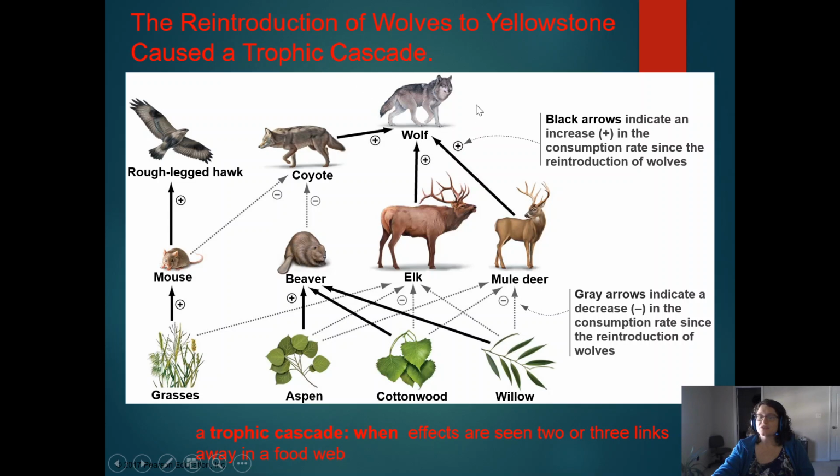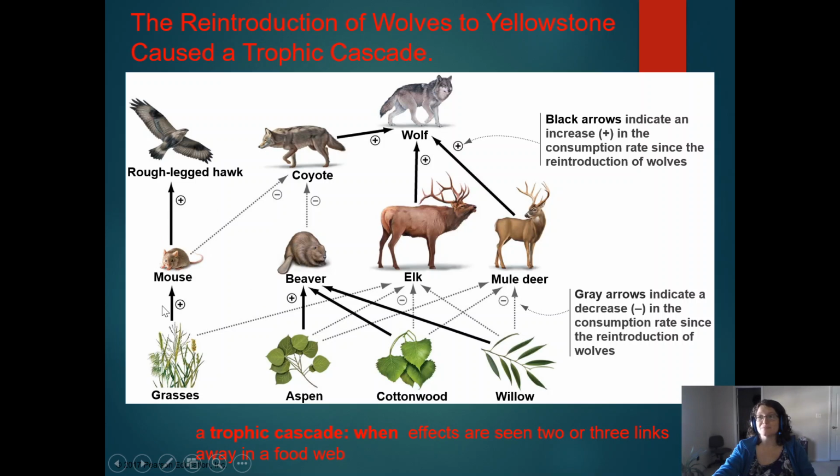With the introduction of wolves, you have decreased the mule deer, decreased the elk, and decreased the coyote. Coyotes themselves are interacting with mice and beavers and eating them. What that means is that now there's more mice and more beavers. So we have a plus, which means a minus, which means a plus, which means for the grasses and aspen, a minus. They actually are going down. And so we have this trophic cascade.